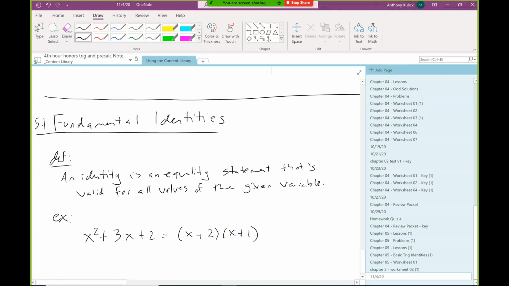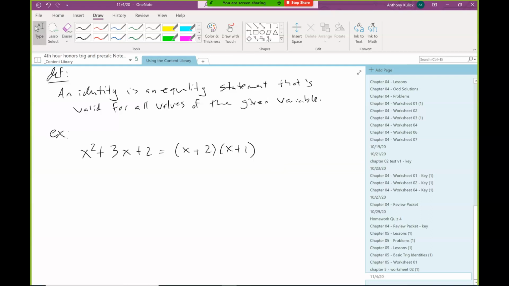Everybody's okay with that notion of what we mean by an identity? Okay. In trigonometry, we have a bunch of these that we're going to use. Some of them you're already familiar with, for example, the reciprocal identities. We know that cosecant theta is the reciprocal of sine, secant theta is the reciprocal of cosine, and cotangent theta is the reciprocal of tangent. Everybody's okay with that? You remember those from previously?